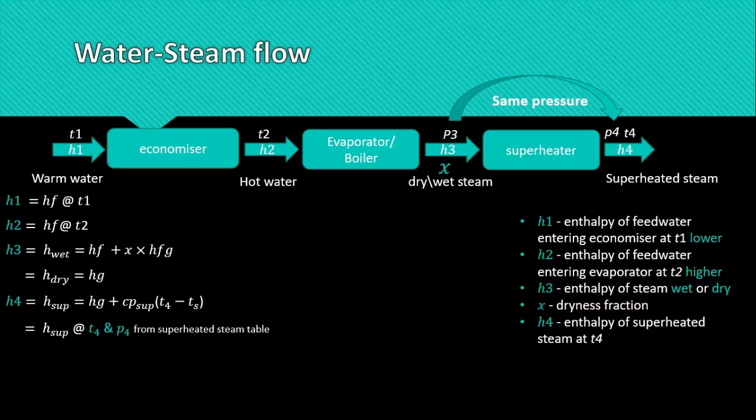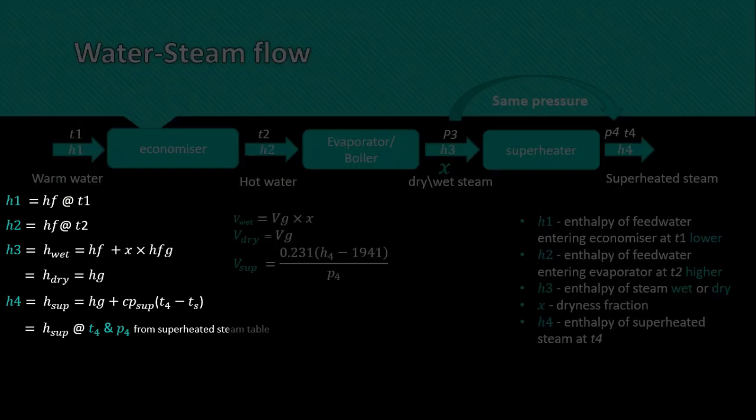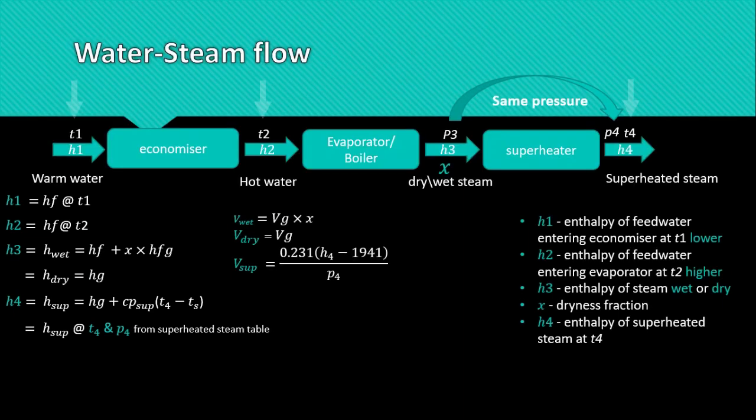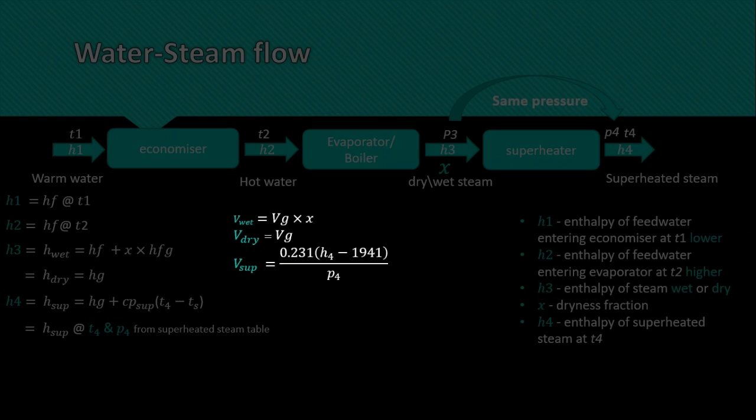We also have the formulas used to calculate our volume of steam, okay? For volume, if our steam is wet, our volume is V wet, which is equal to Vg from the steam table multiplied by the dryness fraction, okay? And then if our steam is dry, our volume is V dry, which is equal to Vg from our steam table. For superheated steam, our volume is V sup, which is equal to 0.231 multiplied by H4 minus 1941 and then divided by P4, okay? And guys, our enthalpies here are in kilojoules per kg, our temperatures are in degrees Celsius, and our volumes are in cubic meter per kg, okay?